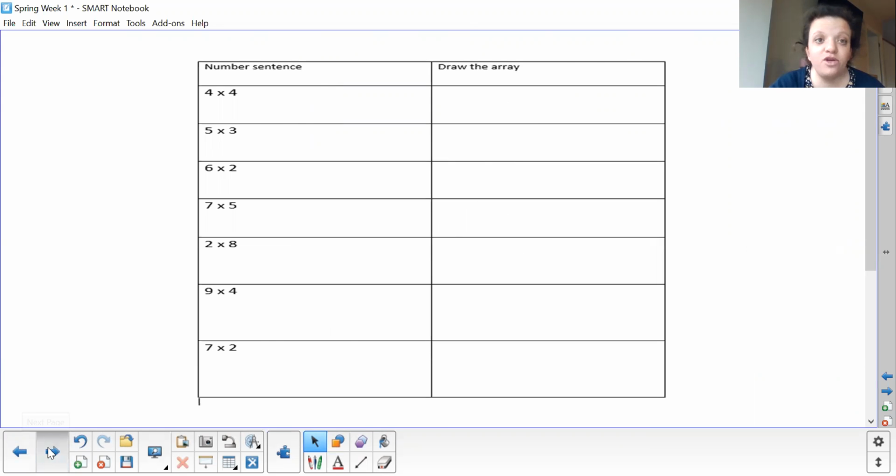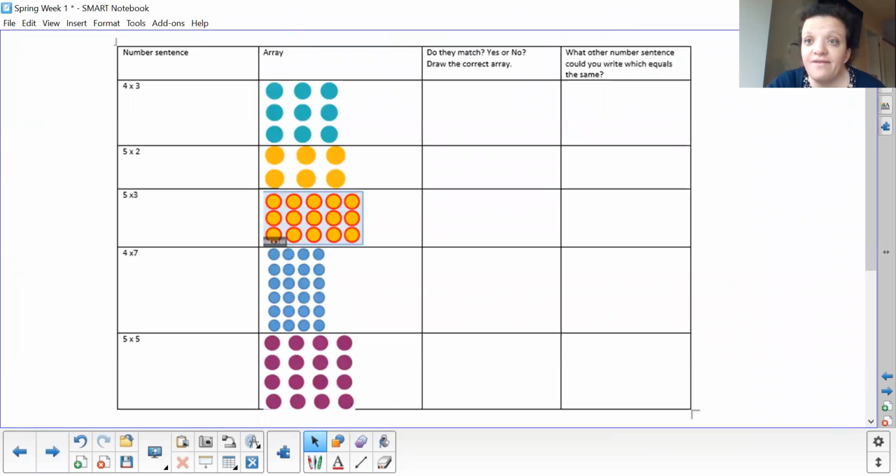Okay, well done. And when you finish that challenge, you're going to have a little go at this reasoning problem. So you're going to read the number sentence. You're going to see if it's got the correct array for that number sentence. If they match, you're going to write yes. If they don't match, you're going to write no. And then you're going to draw the correct array if it's wrong. So you'd write 4 times 3, and then you'd write the correct array.